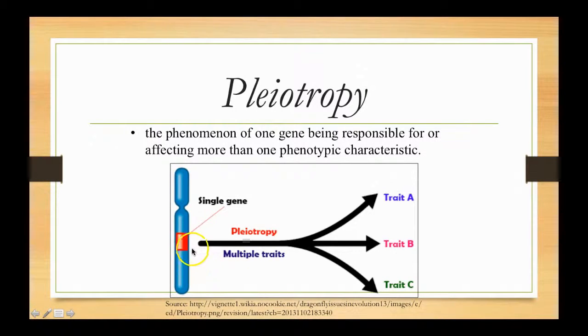So like the example here, a single gene has the pleiotropy pattern, so it controls traits A, B, and C, 3 traits here. If this gene has a mutation, because this gene controls all 3 traits, all 3 of them will also have mutation due to one gene being mutated. So this is why pleiotropy can be pretty risky, and it can cause genetic disorders.